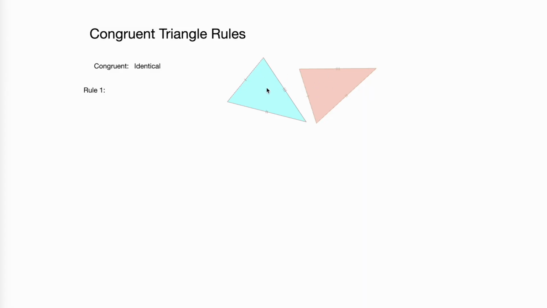The reason we can say they're identical is that the sides are all identical. So it's called side, side, side, or SSS. This side is the same as that side, and this side is the same as that side, and the third side is the same as the third side. So if all three sides are congruent, then we can say that the triangles are congruent.